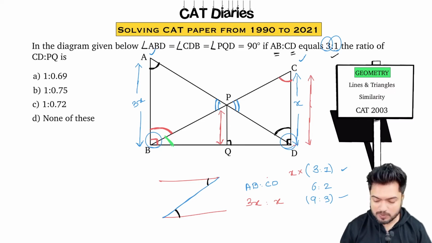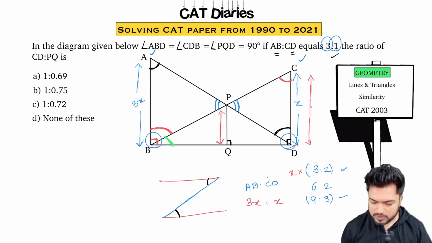If these two are similar, I can get the ratio of CD is to PQ. But to get to the answer of this, I need the ratio of PB is to PC. If I get that, I'll reach my answer. That's how simple it is. That's why I'm using the similarity for these two triangles, which are APB and CPD. Okay, so what do you understand from this?